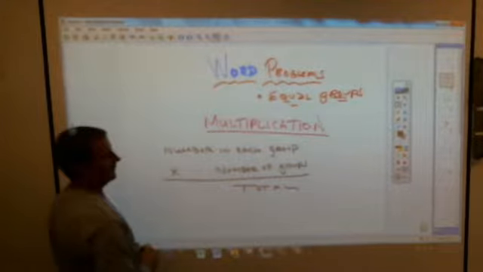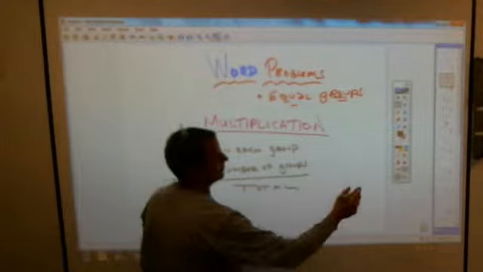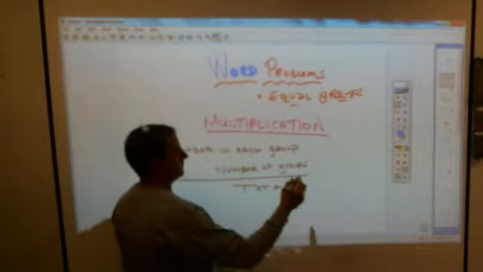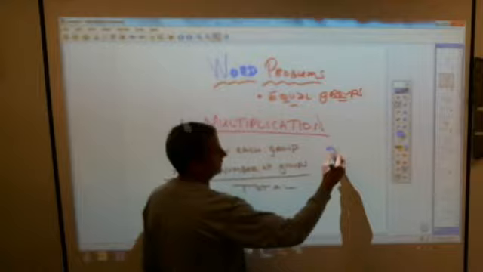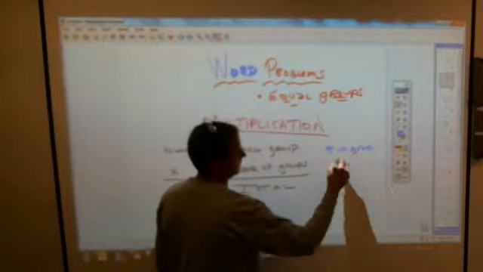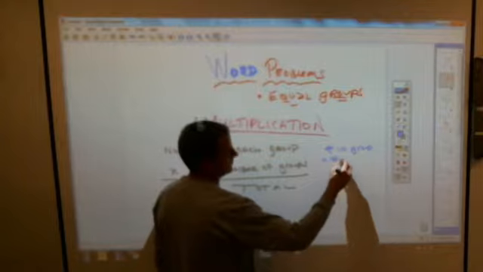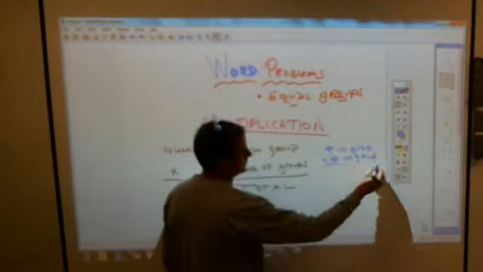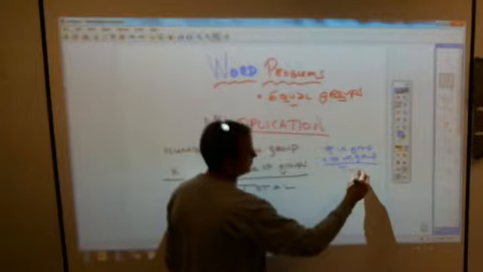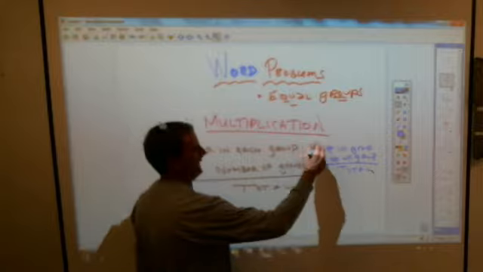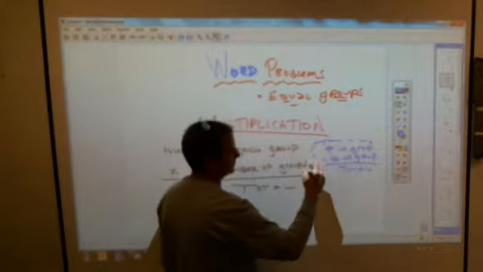Now, rather than writing out all those words, we will abbreviate a little bit. Because of the overuse of the hashtag, we'll just do hashtag in group times hashtag of groups equals total. Isn't that smaller and much more concise? So this is the pattern that you are looking for.